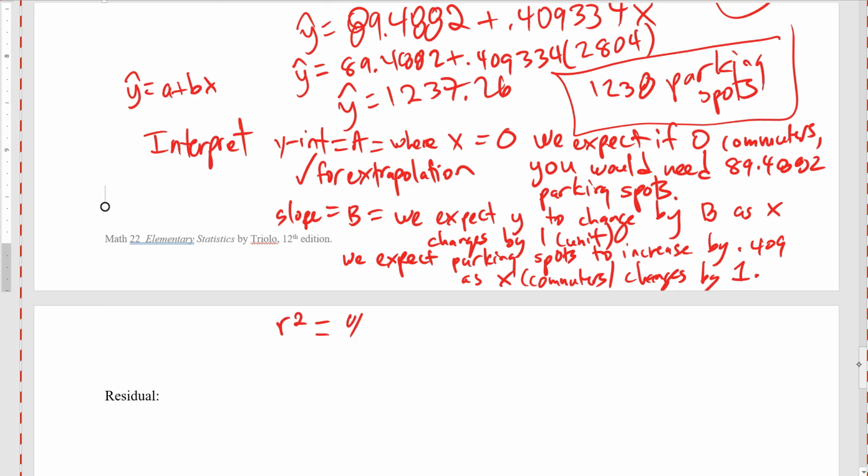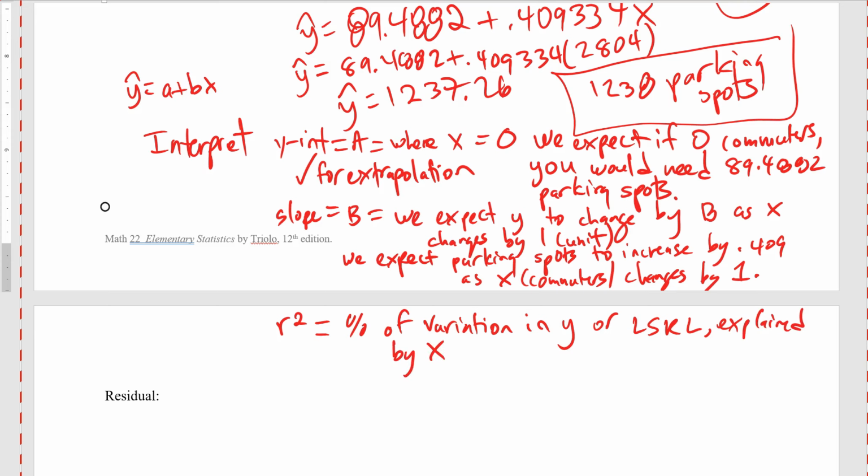R squared is known as the percentage of y, or the technical variation of y, if you want to be proper here, in the y, or in the LSRL, explained by x.